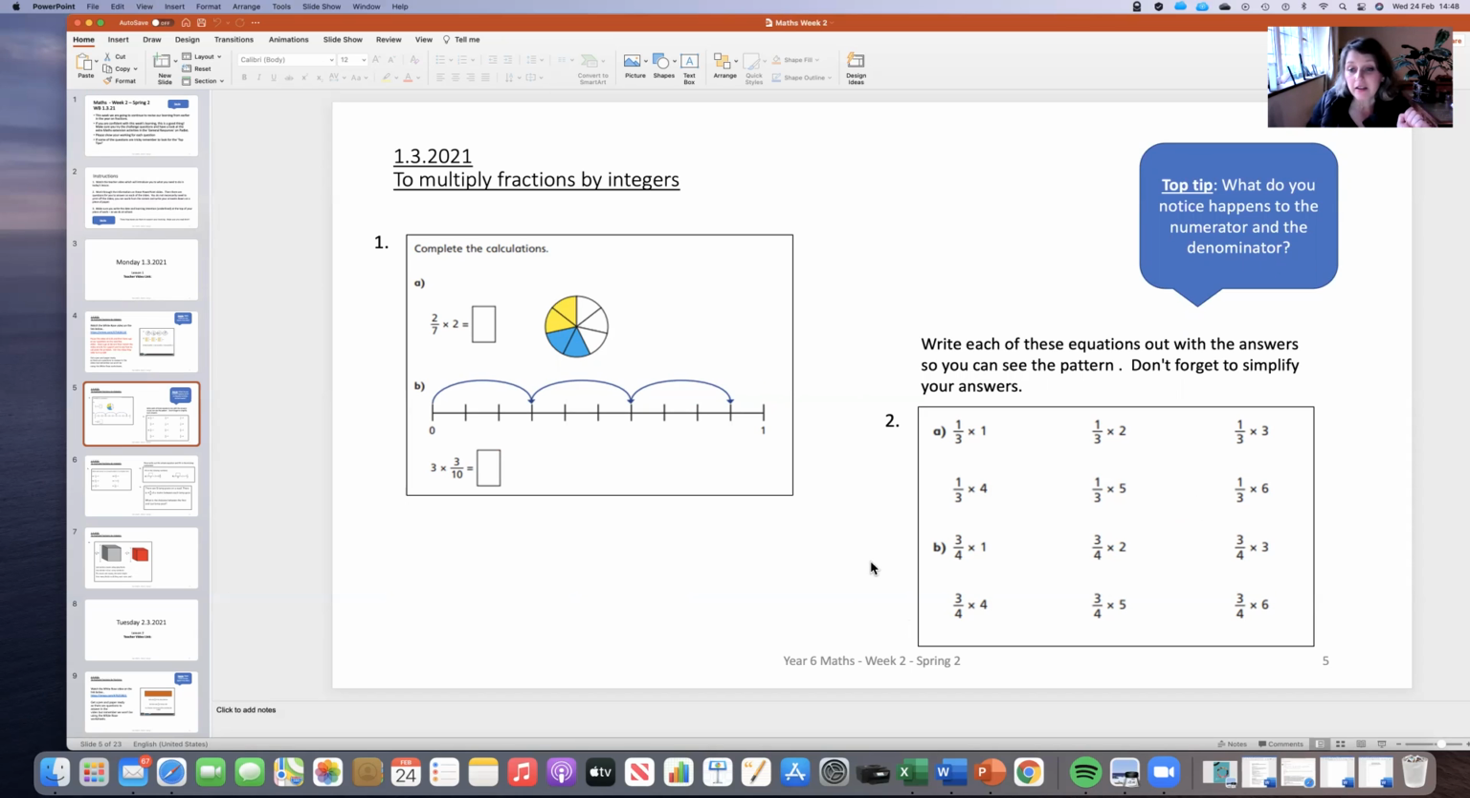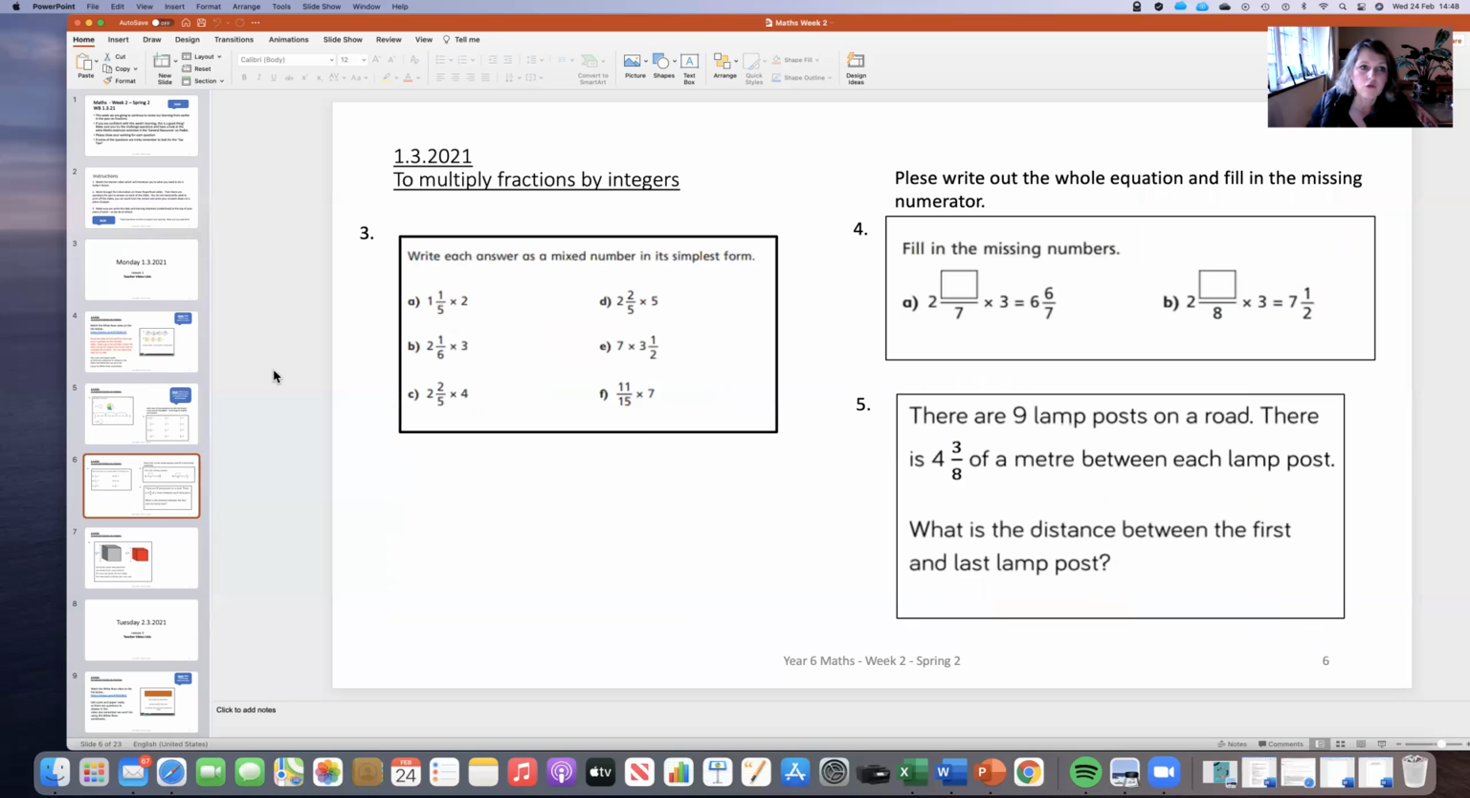Then you can see here, the next one, B, you are doing non-unit fractions, so 3/4 multiplied by an integer. This is your integer. Now, just in terms of a bit of terminology as well, we call the number you are multiplying by your divisor, okay? So 1 is your divisor here, 2 is your divisor here, 3 is your divisor, because that comes up later on in your work.